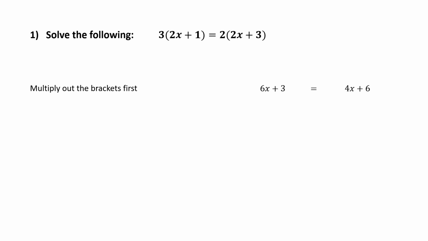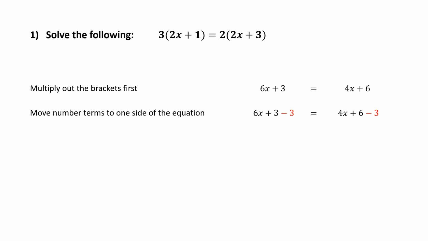Then on the right-hand side, we have 2 times 2x plus 3. So 2 times 2x is going to be 4x, and 2 times plus 3 is going to be plus 6. So we have 6x plus 3 equals 4x plus 6. To move the number terms to the right-hand side, we're going to subtract 3 from both sides. This is going to give us 6x and then 4x plus 3.